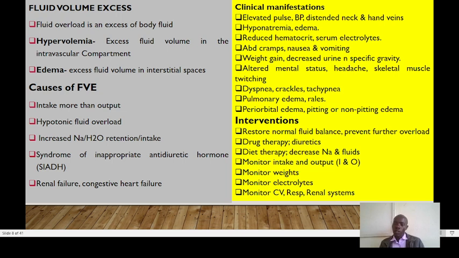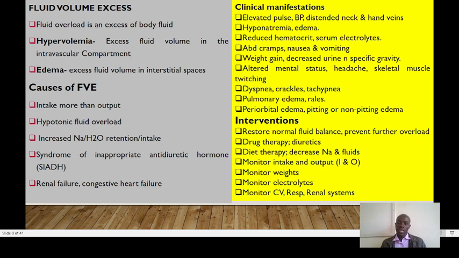Hypotonic fluid overload, or increased sodium and water retention, can be caused by a syndrome of inappropriate ADH. Syndrome of inappropriate ADH means we are going to lose less fluid, so we're going to have excess. Other conditions like renal failure: the kidney is the organ responsible for removing waste, including water. So if it has failed, water is going to accumulate and result in fluid excess.